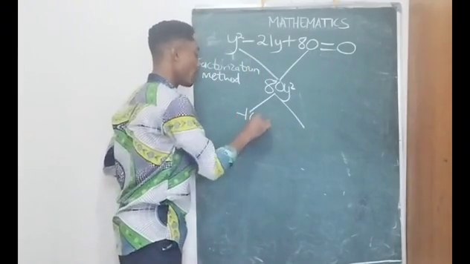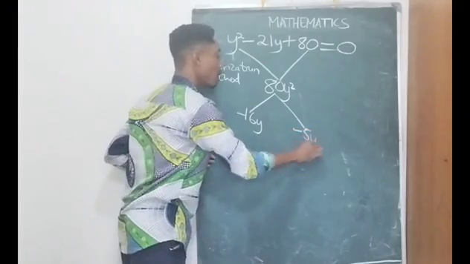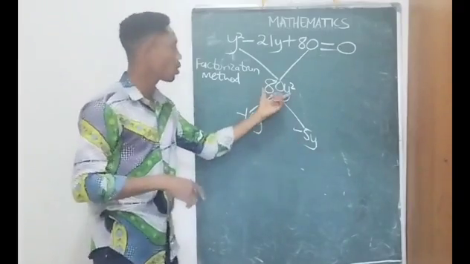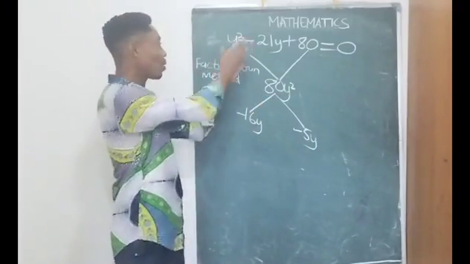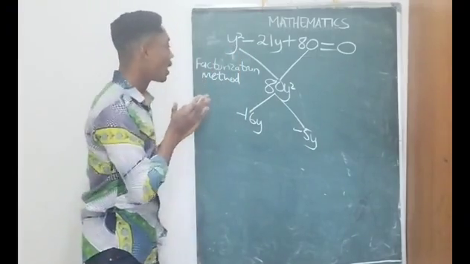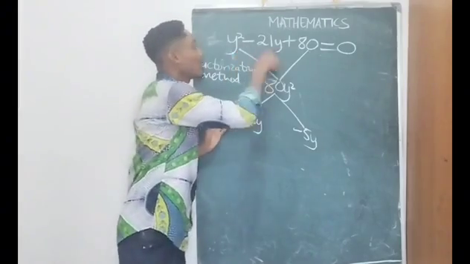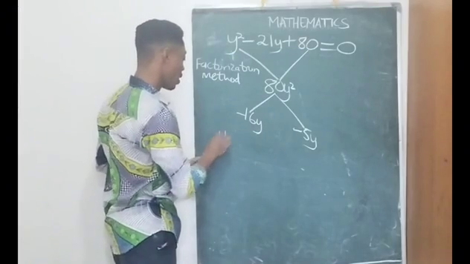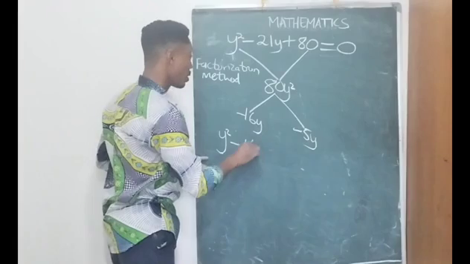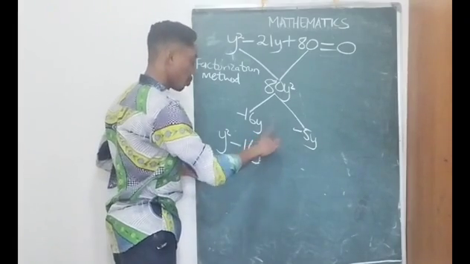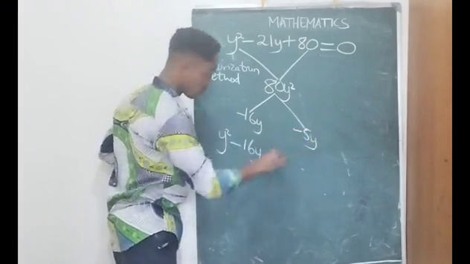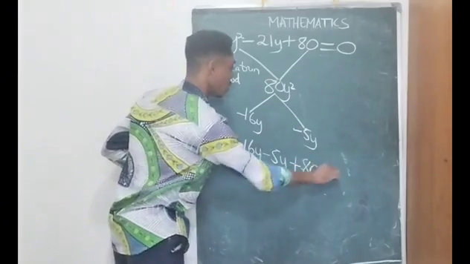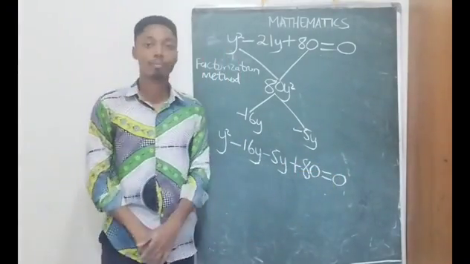So the two factors of 80y squared that, when you add, give minus 21y are minus 16y and minus 5y. If you multiply these two, it's going to give you 80y squared, and if you add, it's going to give you minus 21y. The next thing, we are going to replace minus 21y with these two factors. So it becomes y squared minus 16y plus minus 5y, of course plus minus is going to be minus 5y, plus 80 equals 0.